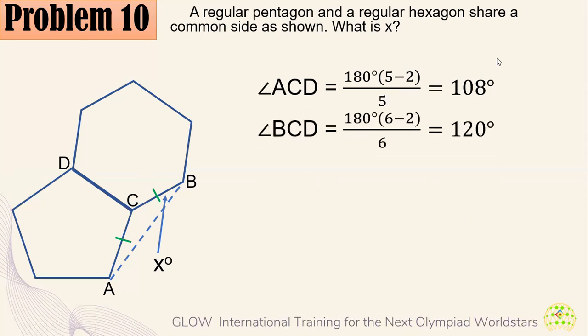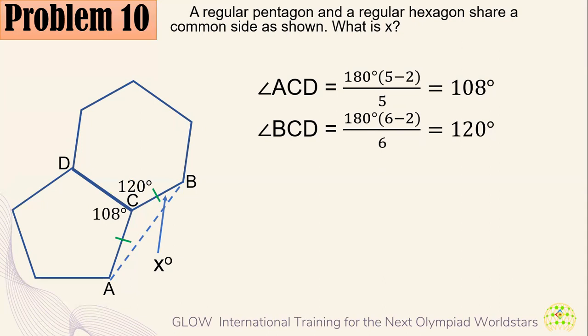How about the other angle, BCD? This one. We are talking about a hexagon here. So the sum of all the interior angles is 180 times 6 minus 2. That's 180 times 4. And since we have 6 interior angles that are equal, we divide by 6. Hence, each interior angle of a hexagon, or angle BCD in this case, is 120 degrees. And these are their values.